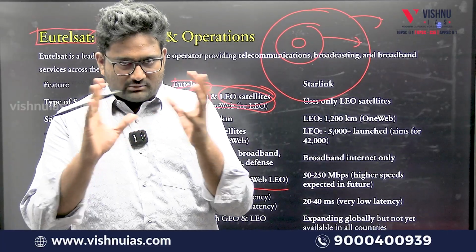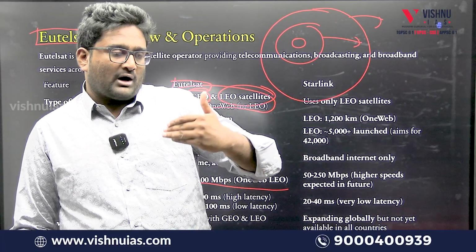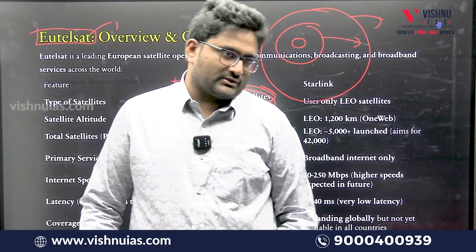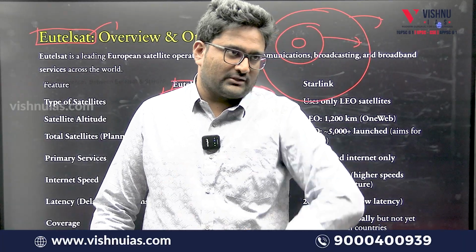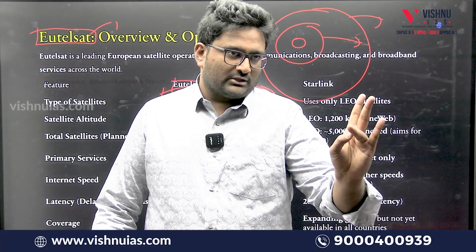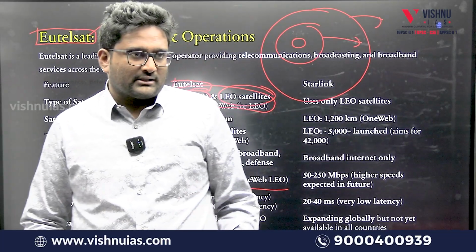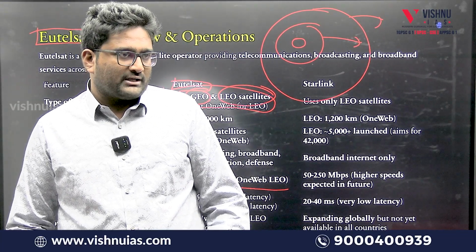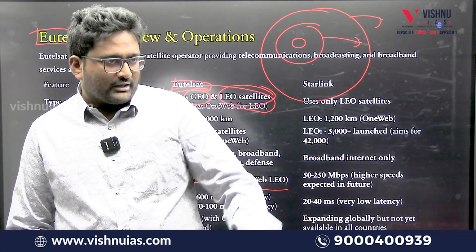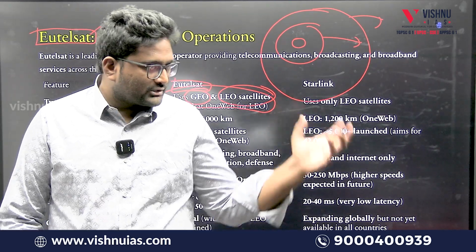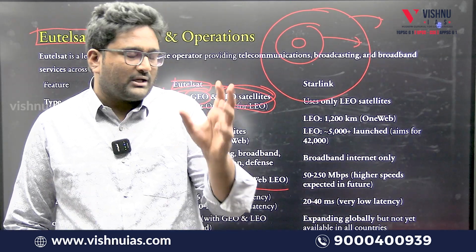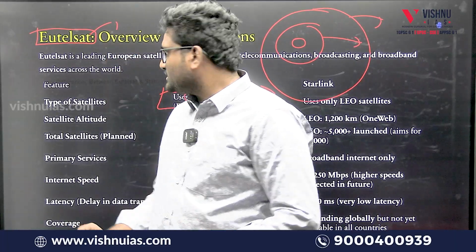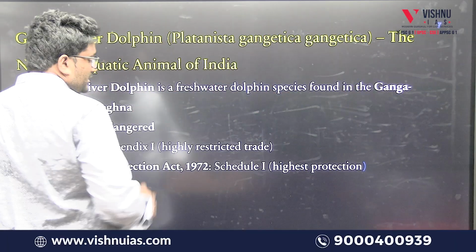So I just want to say here, what is a satellite communication system? It uses satellites in orbit for communication. It can be used for providing internet and telecommunication to remote areas and oceans where ordinary fiber cables can't reach. Eutelsat and Starlink are examples of satellite communication systems. That's it. This is important.